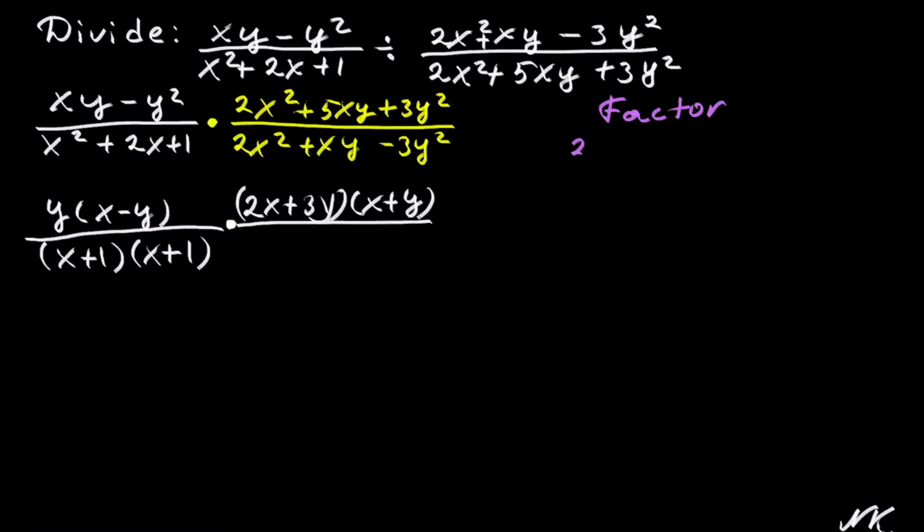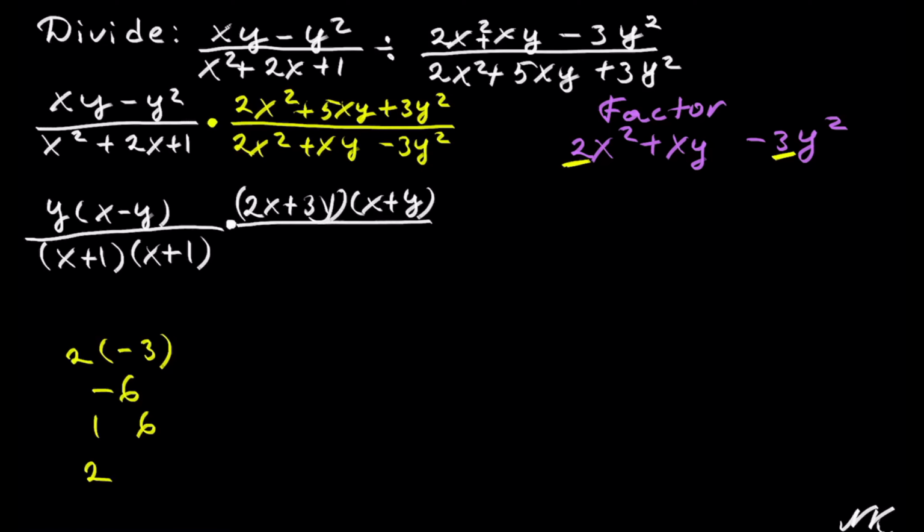Let's factor the second denominator, which is 2x squared plus xy minus 3y squared. We begin by multiplying the leading coefficient by the last coefficient, which is 2 times negative 3, and we get a product of negative 6. We list all of the factor pairs of 6. We have 1 and 6, 2 and 3. Since we have negative 6 as a product, we look for a difference of factors, and we need the difference to be positive 1. 2 and 3 have a difference of 1.